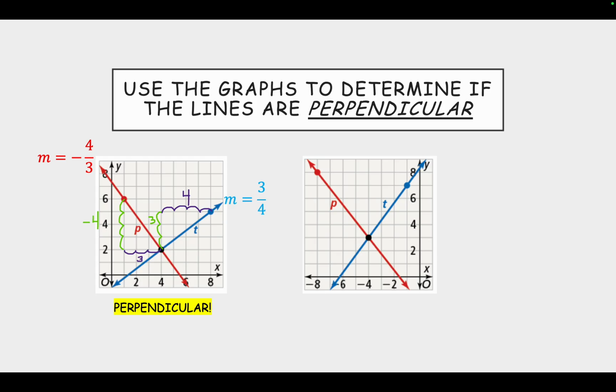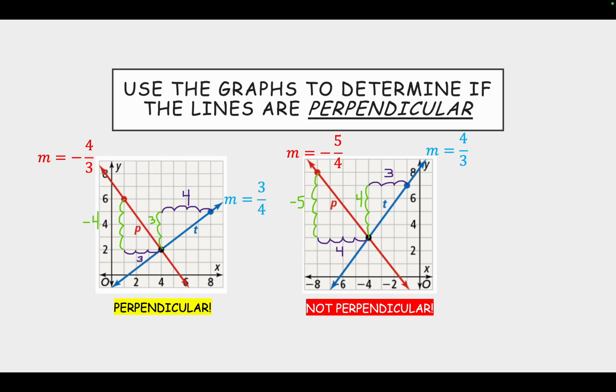Let's look at the case on the right. Counting the red slope, we go down 5 and over 4 for a slope of negative 5 over 4. The blue line, we go up 4 and over 3. 4 over 3. They're not opposite reciprocals. They will not be perpendicular.